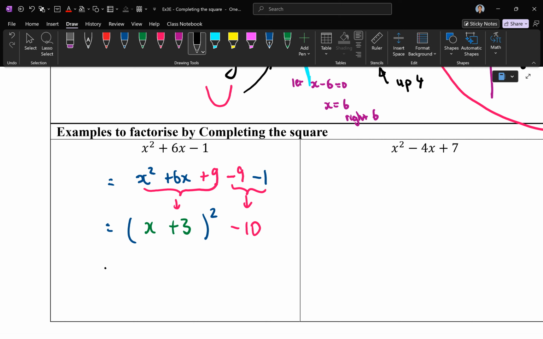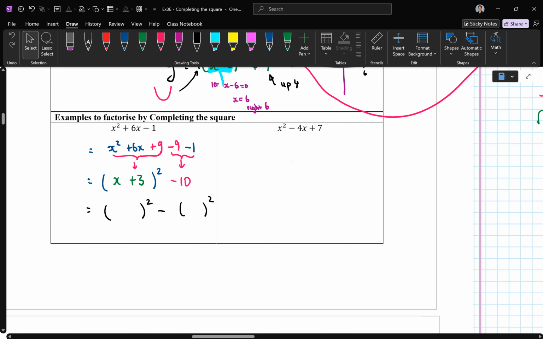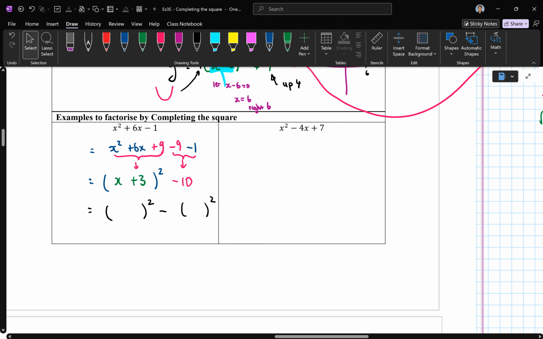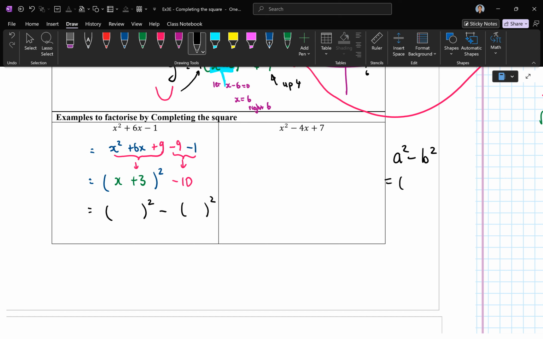I'm going to do it slowly so that you're familiar. So you need something squared minus something squared. This is how you're going to use the difference of perfect squares formula. If you've forgotten what the formula is, I'm just going to write on the side for you to remember. It is a squared minus b squared is equal to a plus b, a minus b. So if you can write it in something squared minus something squared, that's your factorized two brackets.